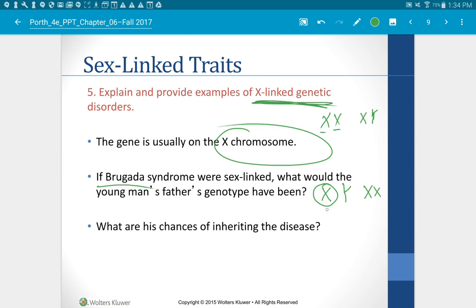So what was Brugada syndrome? Was it dominant? Yeah, it's actually autosomal. It's autosomal dominant there, okay, but it is autosomal, right? But now they're saying, okay, let's switch it over. So if we switch it over, it's got to be on the X chromosome. We know the father is XY. He's only got 1 X chromosome. It's got to be affected.